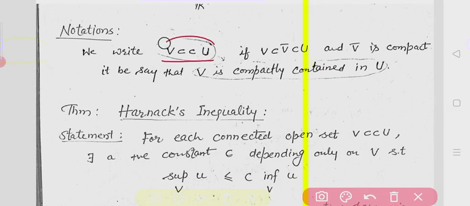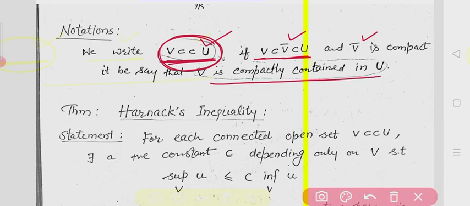This notation is used if V bar is contained in U, and you know that V is obviously contained in V bar and V bar is contained in U, where this V bar is compact. We will write down this notation, and this will be read as V is compactly contained in U.